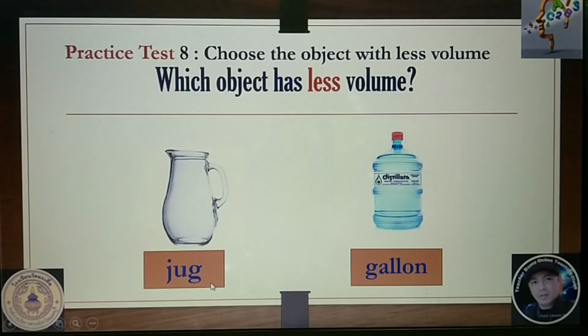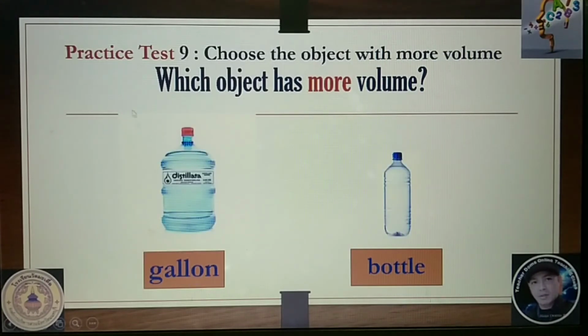Jug, gallon. Practice test number 9. Choose the object with more volume. Which object has more volume?